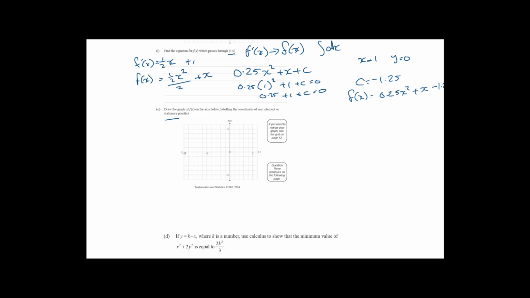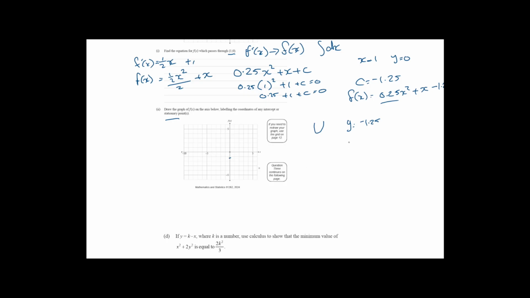All right, we're almost done. Almost done. The end is in sight. So we want to graph this graph now. Well, we know it's going to be a parabola, because the number in front of the x squared is a positive number, and we know it's going to cross the y-axis. The y-intercept is going to be at minus 1.25. So around about what? There, somewhere.